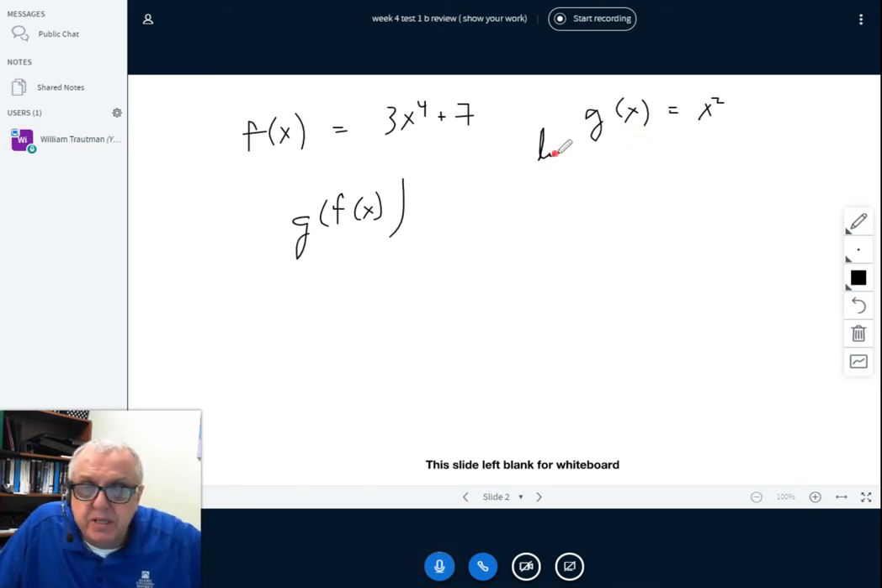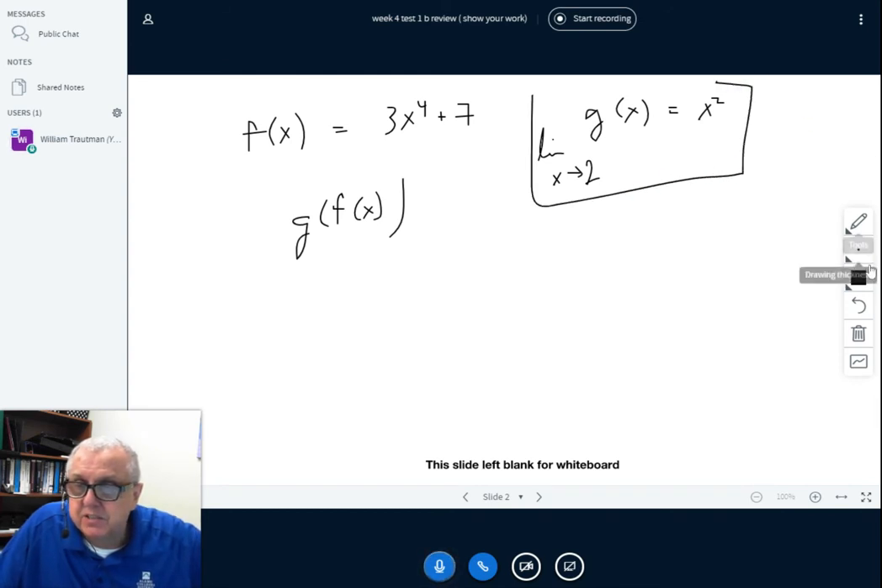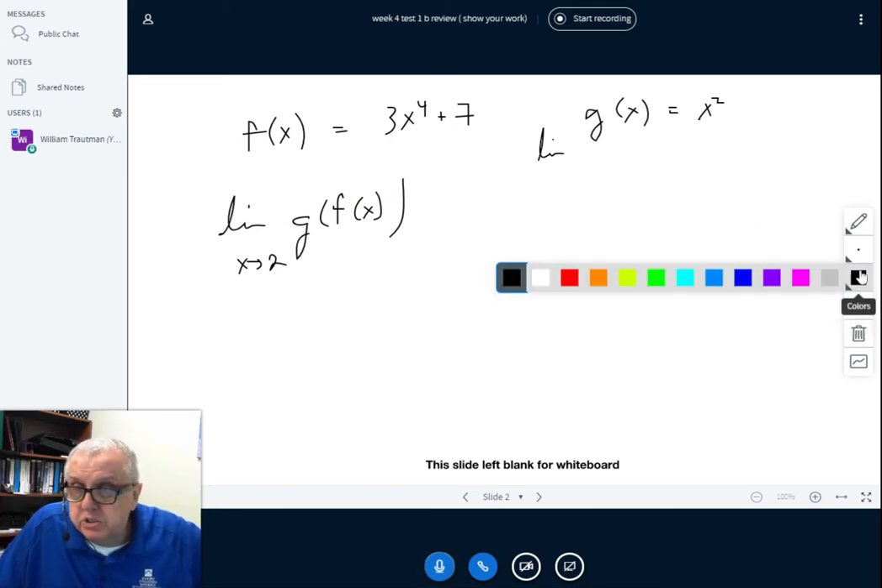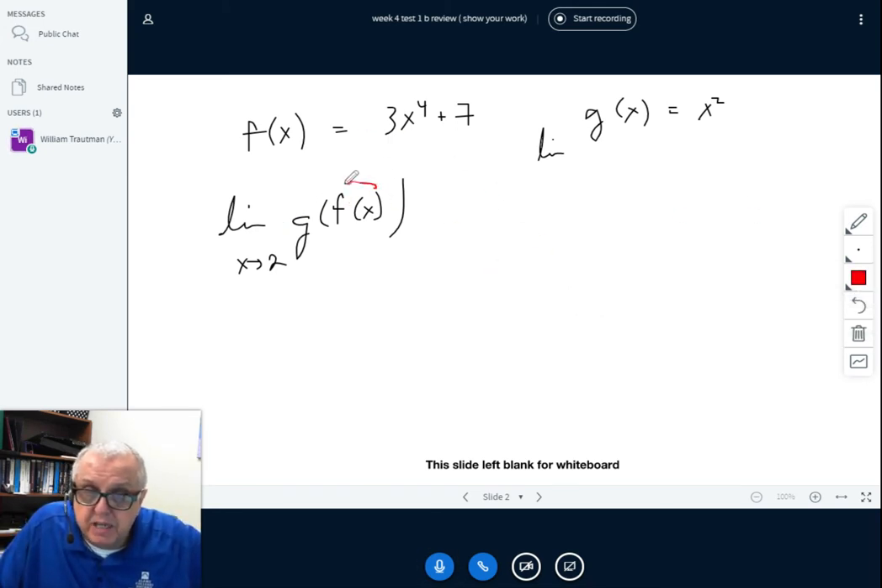I want to find the limit as x approaches 2. This is what I want to, wait, that's still not what I want to find. I'm sorry. This is what I want to find. I'm trying to look at the test. Find the limit as x approaches 2 of this composite. So first, this is the problem, finally. So first we have to find this when x approaches 2.